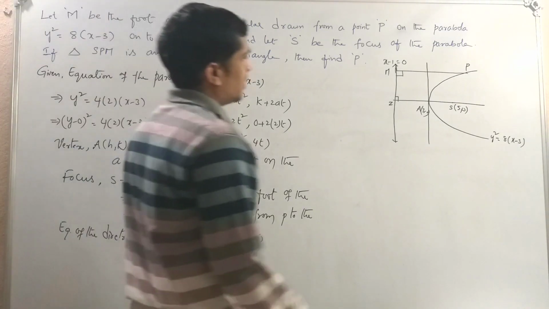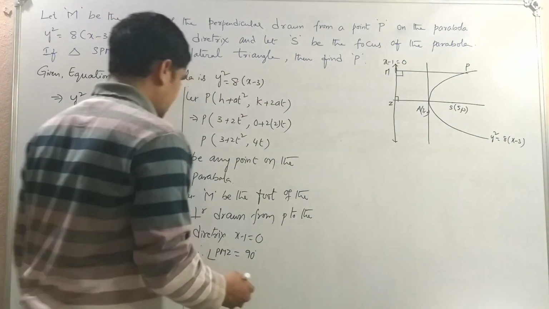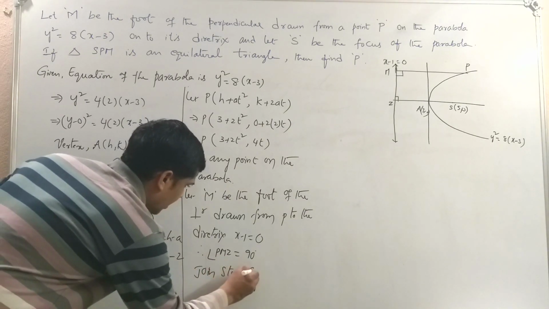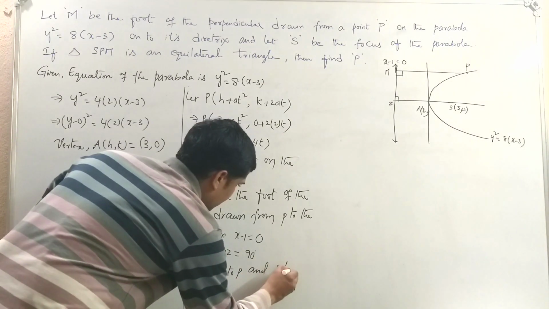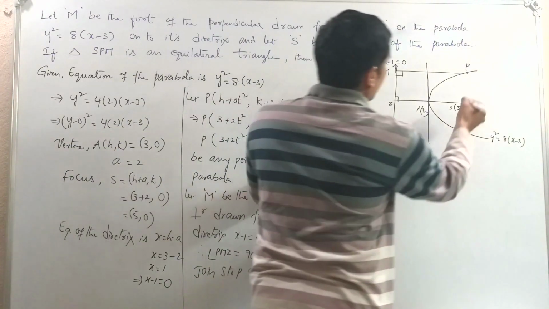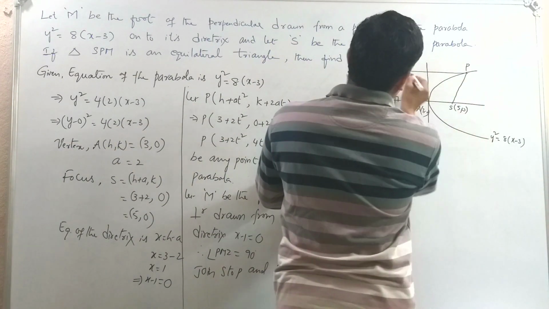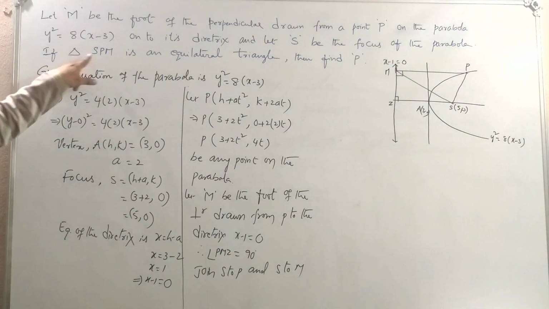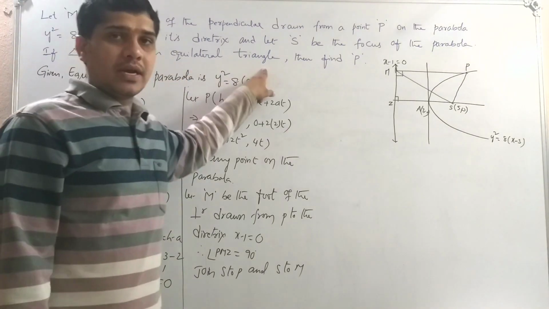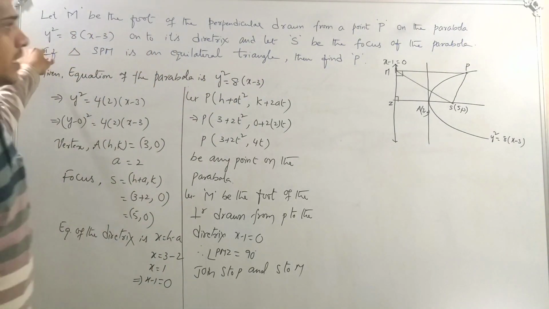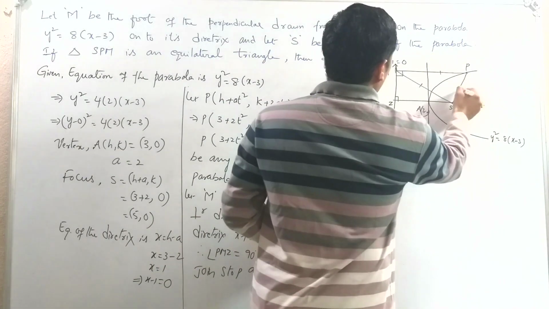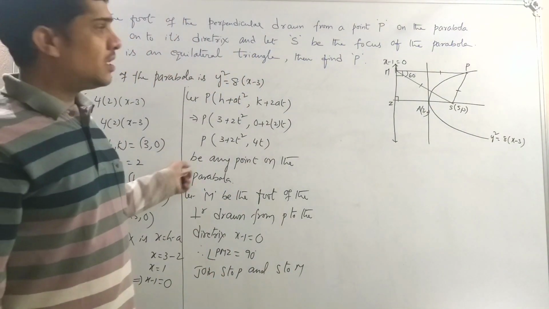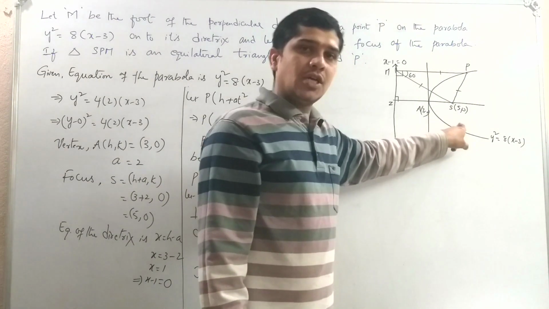Now, let me join S to P and S to M. Okay, I am joining S to P and S to M. Now, it is given that triangle SPM is an equilateral triangle. Means all the three sides are equal and each angle is 60 degrees. Whenever each angle is 60, then angle PMS is also 60.